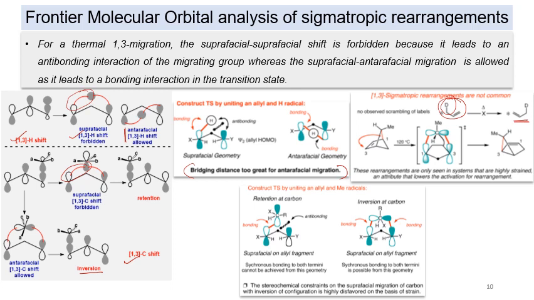Okay. What about carbon shift? The carbon shifts do take place, and these rearrangements are seen only in systems that are highly strained. Okay. Only in highly strained systems we can see them. Why can we see such shifts? And again they have to be antarafacial, because these are highly strained and very close to each other. Also, this strain lowers the activation for the rearrangement.